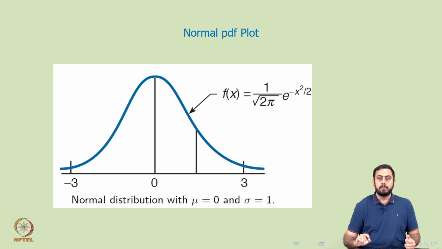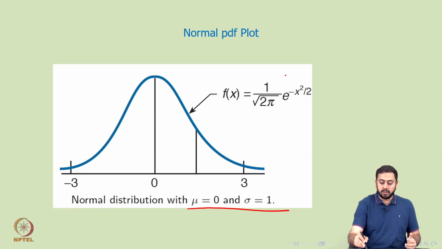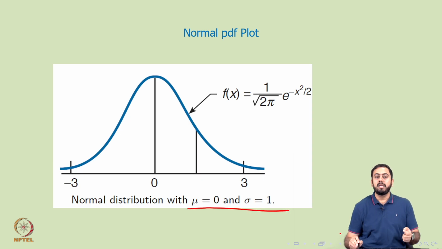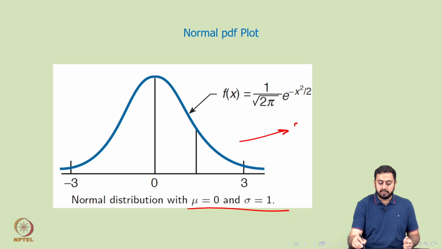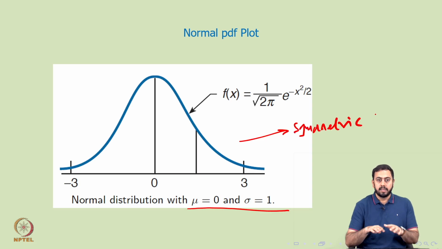Now, what does a normal PDF plot look like? Again, the exact same PDF we had on the previous slide. Depending on the values of mu and sigma, if you fix mu to be 0 and sigma to be 1, then this would be the corresponding density, and the curve you see in blue is the density curve of the normal distribution with mean 0 and sigma 1. A couple of very interesting points here: this density is symmetric, and this is a very standard shape of any normal density curve. It's bell shaped. So, symmetric or bell shaped.